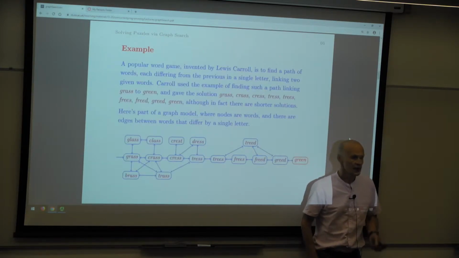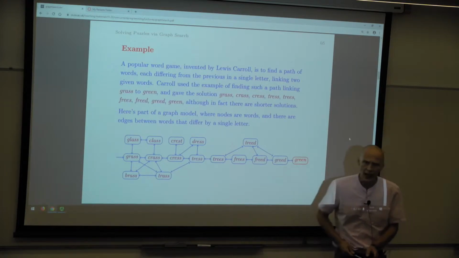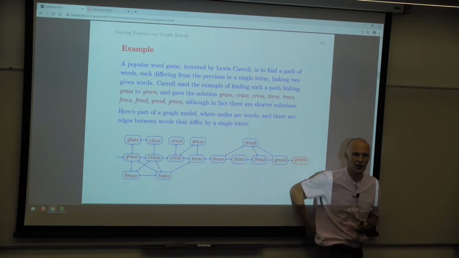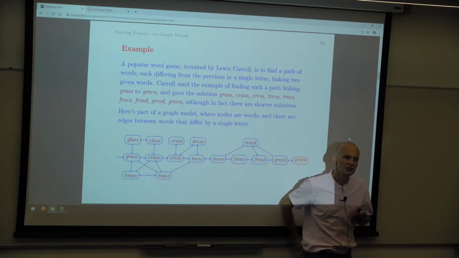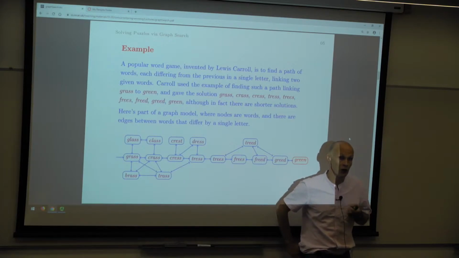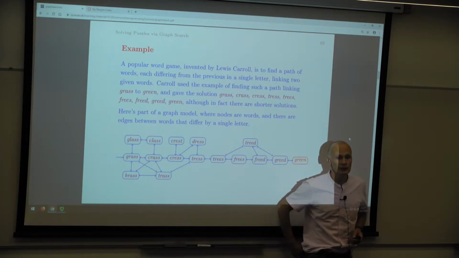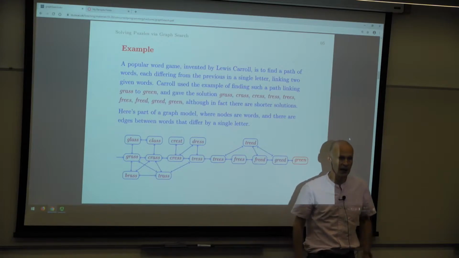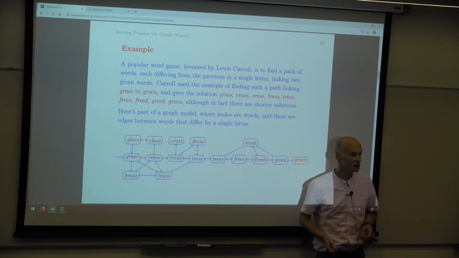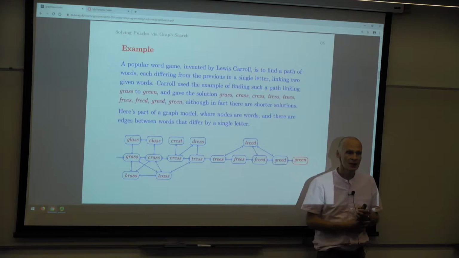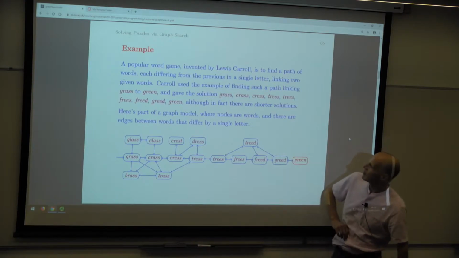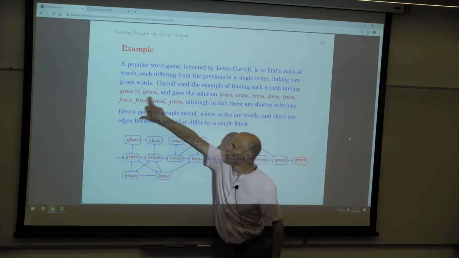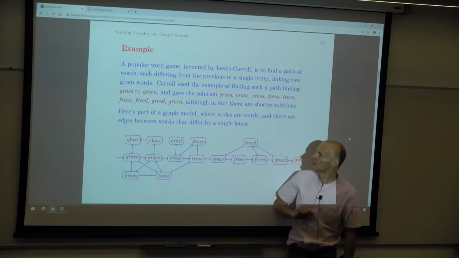Here's another example puzzle. This is a puzzle that Lewis Carroll came up with. The idea is to find a path of words. Each word differs from the previous word in precisely one letter, and these are linking two given words. The example that Lewis Carroll came up with was a path linking grass to green, and he gave this solution.